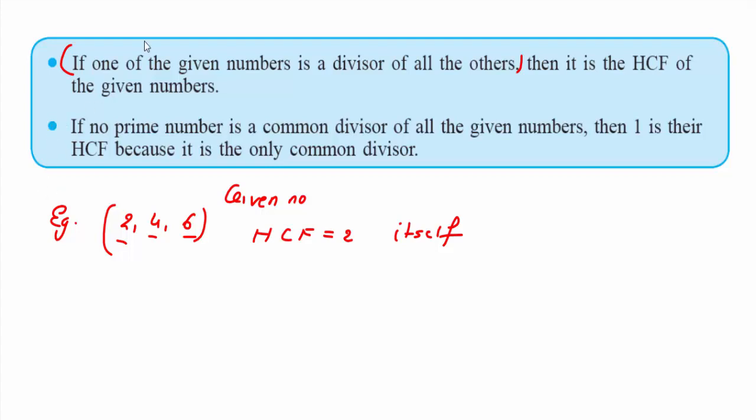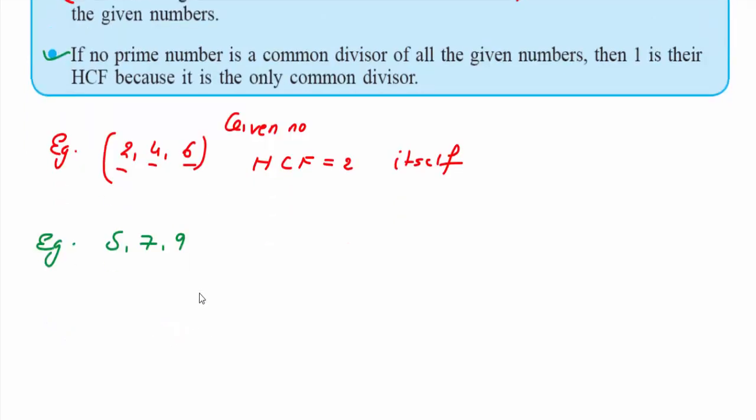Now is it clear? I hope that everyone is clear. Now the second part says that if no prime number is a divisor of all the given numbers, then one is their HCF because it is the only common divisor. It means, students, if I write 5, 7 and 9 and we need to find the HCF of these three numbers, let us find the prime factors of 5, 7 and 9.